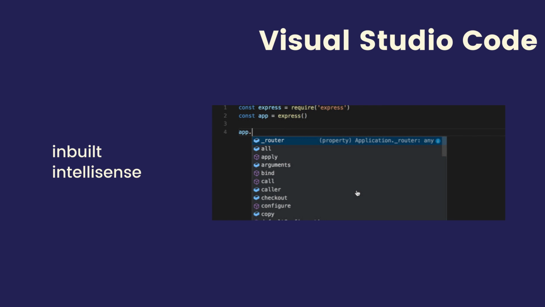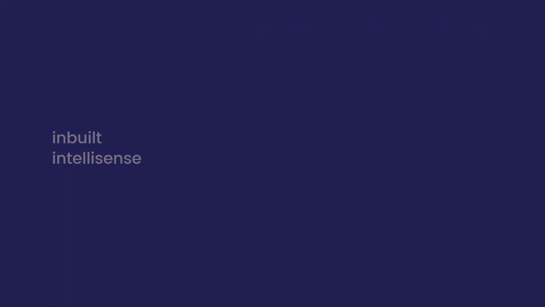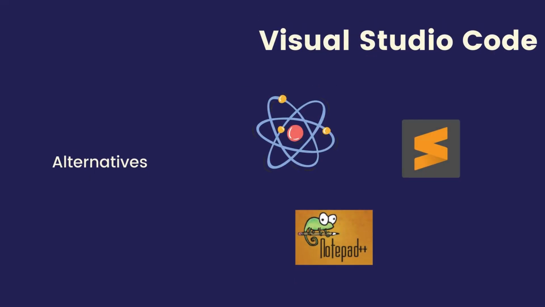Okay, let's get into the topic. Suppose you are writing some code, the code editor will suggest and help you with the syntax. There are some alternatives for Visual Studio Code, like Atom, Sublime Text, Notepad++. Visual Studio Code has more features than any other editor. It's up to you, whichever editor is convenient for you.